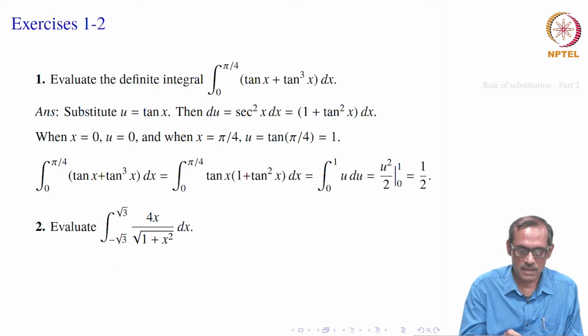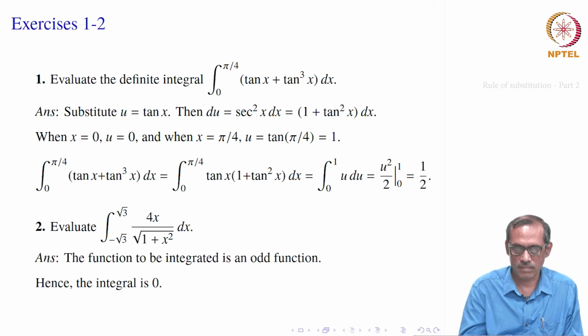Evaluate the integral from minus root 3 to root 3 of 4x divided by square root of 1 plus x square dx. Now, let us find out, it is a symmetric interval. So, immediately we should think of odd or even. Is it an odd function or an even function? So, 4x divided by square root of 1 plus x square.